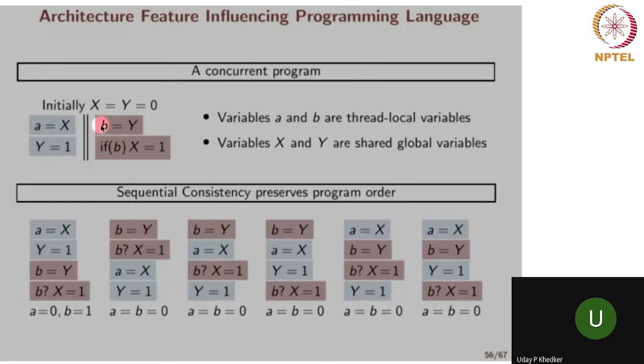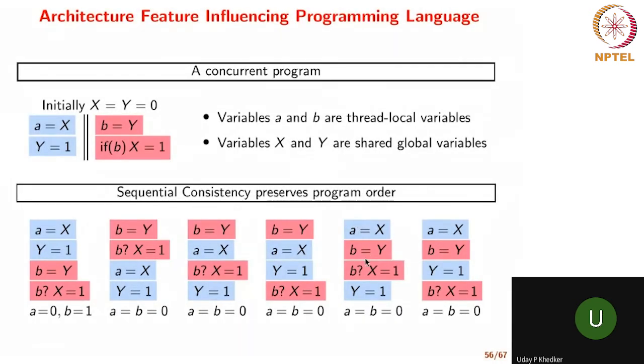Or we might execute the first statement of the blue thread and the pink thread completely, so B is equal to Y and the pink thread, and then the second statement of the blue thread. Or we might interchange: first statement of blue, first statement of pink, second statement of blue, second statement of pink. In either case, we get A equal to B. In all these cases, there are only two results that are possible.